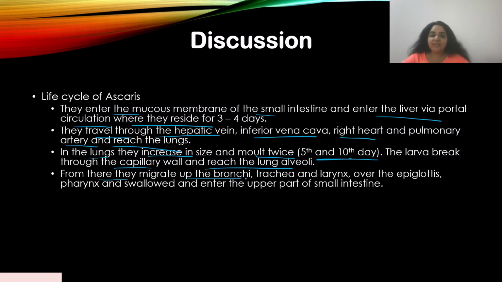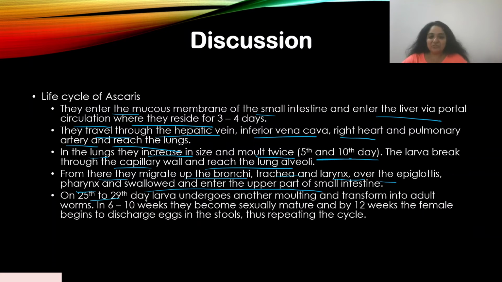From there, they migrate up the bronchi, trachea, and larynx over the epiglottis, pharynx, and are swallowed and enter the upper part of the small intestine. So it has gone through the liver, up through the heart and into the lungs, and then up into the pharynx, and then again through the epiglottis into the esophagus, back into the small intestine. It has grown in size and molted in the lungs, and again it has gone up. So it has gone through this whole cycle inside your body.